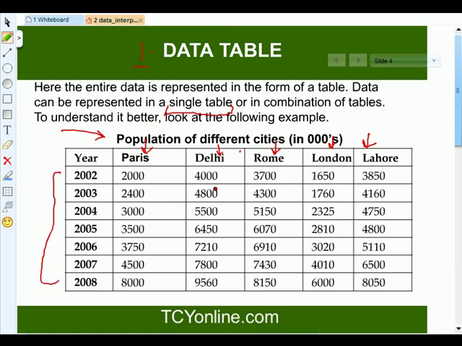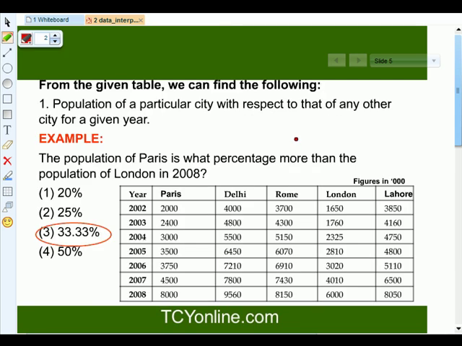For example, the population of Delhi in 2003 is 4,800,000. Then the population of London in 2004 is 2,325,000. So this is how we are going to study the table. Now from the given table we can find out the following things. The very first one is the population of any particular city with respect to that of any other city for a given year. Like let's say we have to find out the population of Paris is what percent more than the population of London in year 2008.